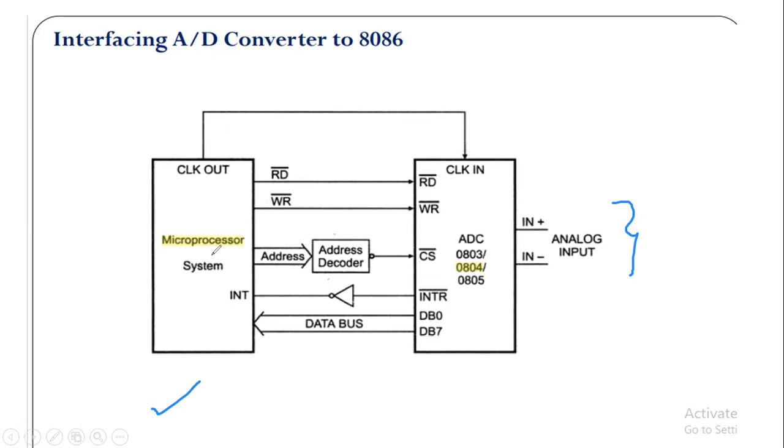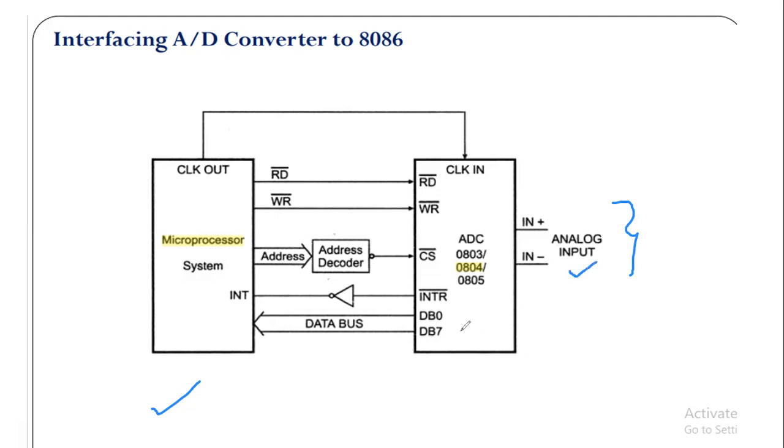Now, in the microprocessor, there are two pins indicating read and write signals. And in the ADC also, there are two pins indicating read and write signals, and both are connected. So we have connected the read signal of the microprocessor with the read signal of the ADC, and the write signal of the microprocessor with the write signal of the ADC. Now what next? Here you can see the digital output.